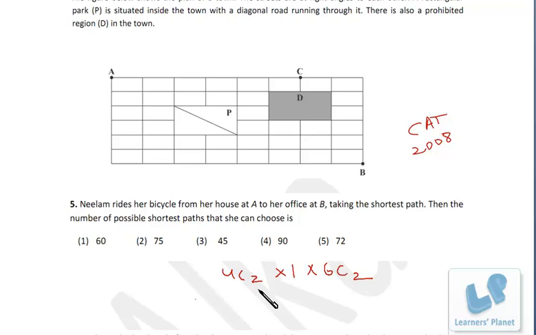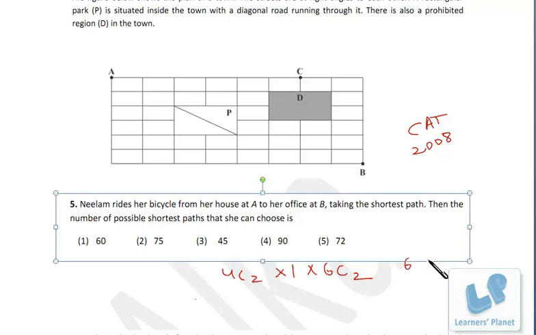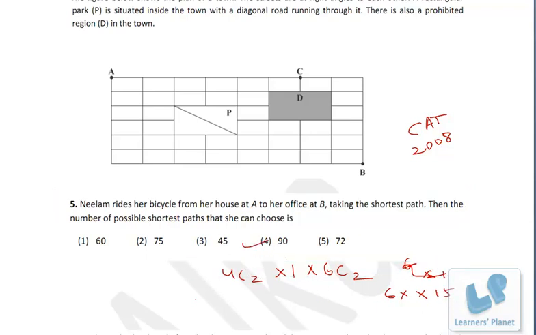So let's calculate this. 4C2 is 6, into 1, into 6C2, which is 6 fives are 30 by 2, 15. So that's 15 into 6, 90 ways will be there. So a pretty simple problem, and the problem was from CAT 2008.